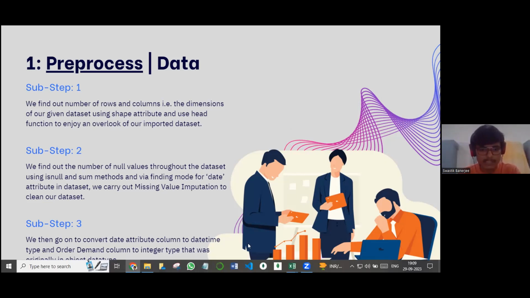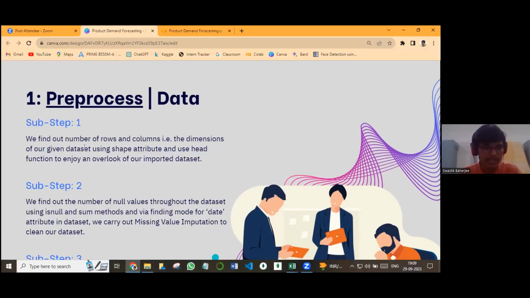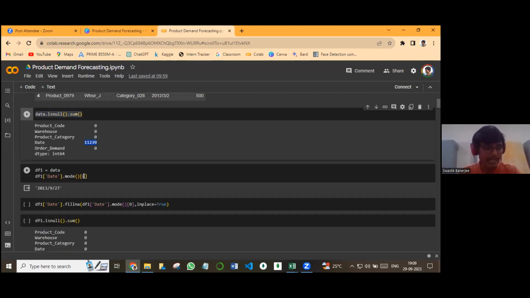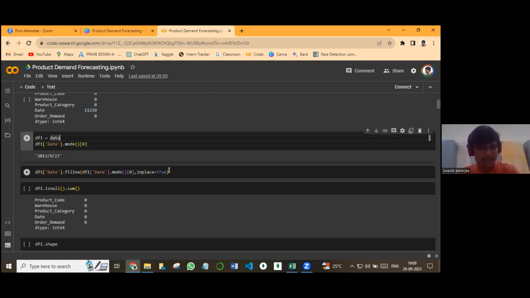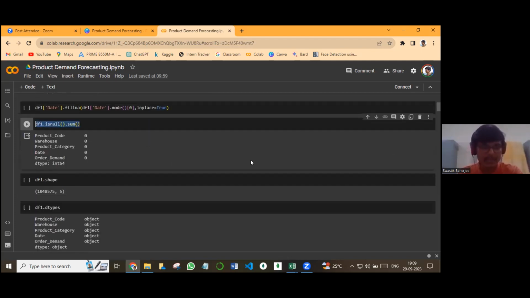What we mean by this is that, as you can see, I have done the isnull function and sum function, and date has almost 11,000 rows that don't have any date value. So what I do is find the mode value for date, that is the most used date in the whole data set, and I fill those empty values with the mode value. And after this, as you can see, I have no missing values in the data set. So that's how I cleaned the data.